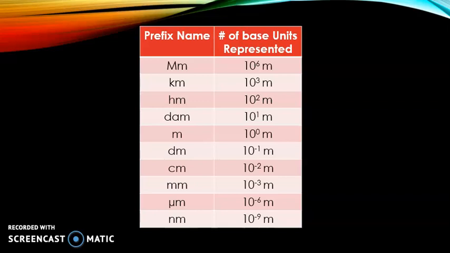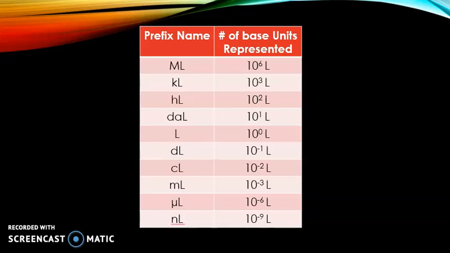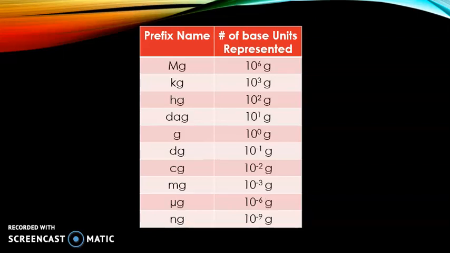You could also as easily replace this with liters. So it works with this as well. So for example, take a look at centi, CL. 1 centiliter equals 1/100th, or 10 to the negative 2nd liters. You could also put grams in with this whole scheme as well. For example, 1 kilogram, 1 kg, equals 10 to the 3rd, or 1,000 grams.